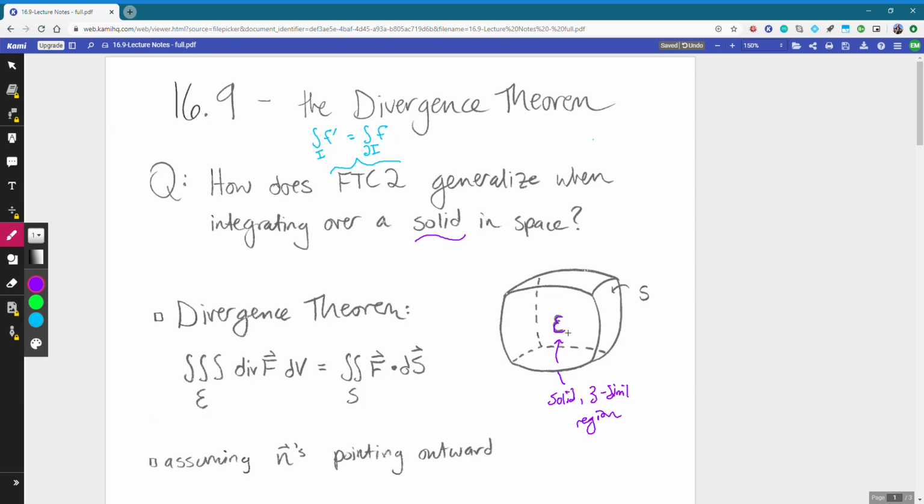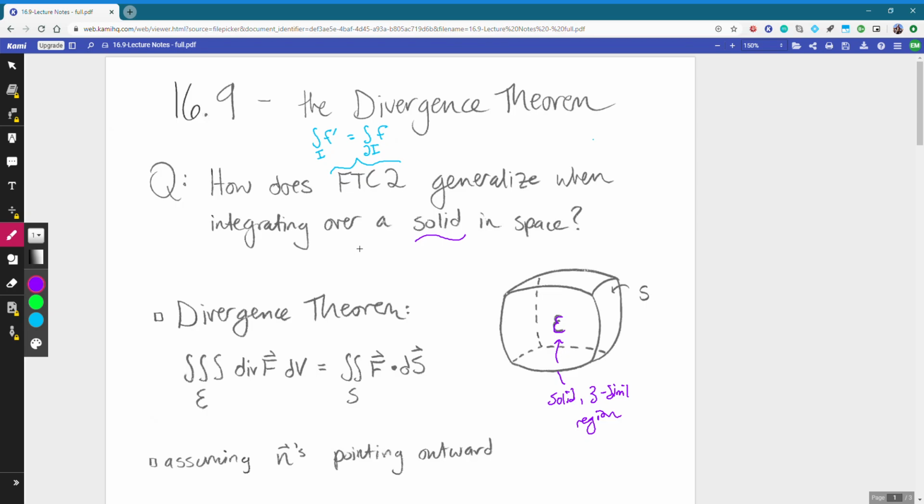How the FTC2 generalizes is a result that we call the divergence theorem. And what we're going to do is dive in, look at the formula, play around with a couple examples, and then talk about what's going on physically behind this theorem.